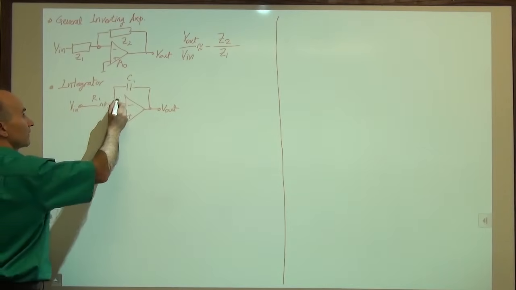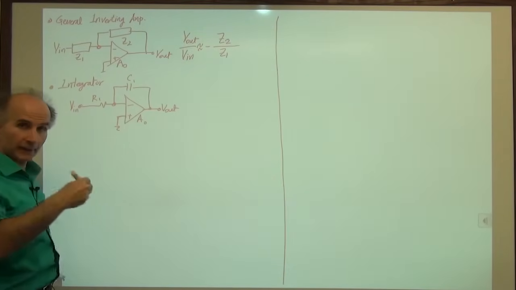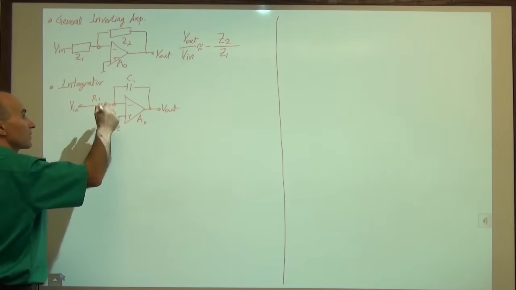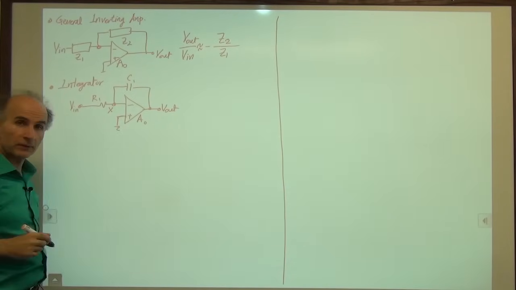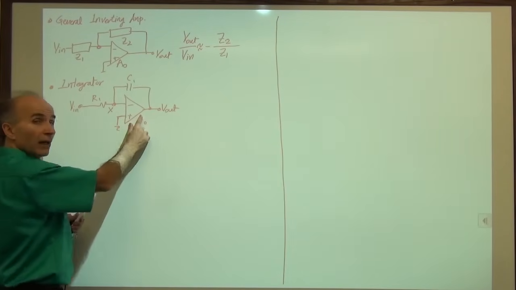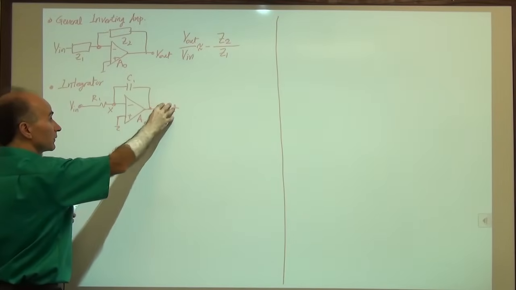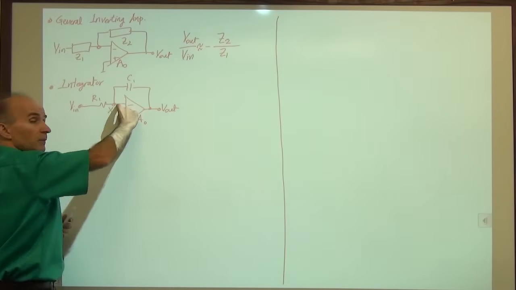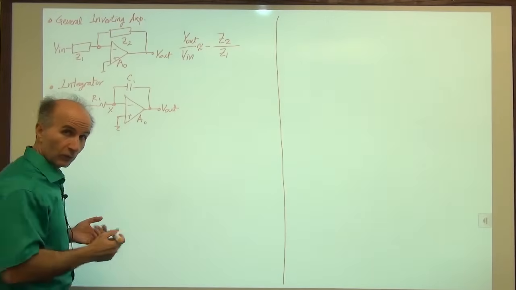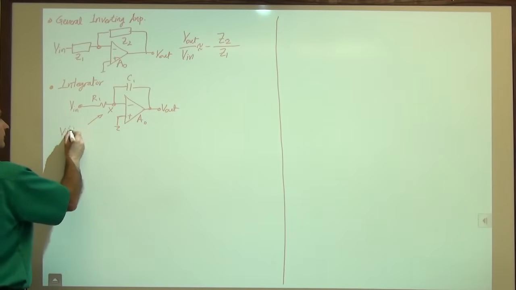Okay, so some basic observations. Again, if A0 is large, usually we start out with that simplifying assumption, then we know that this node X is a virtual ground, because no matter what happens, as long as this gain is high and this voltage is moderate, then this voltage divided by this gain, which is the difference between these two, has to be small. So node X is a virtual ground. So that's good to remember.